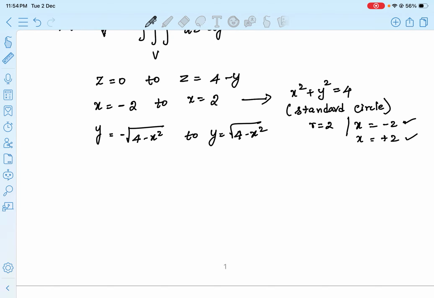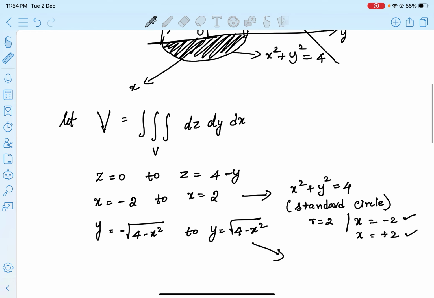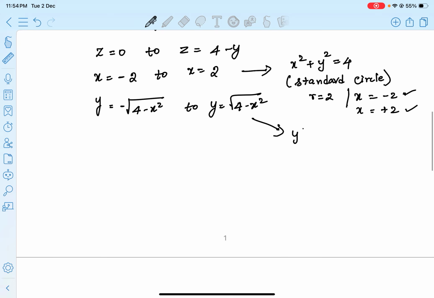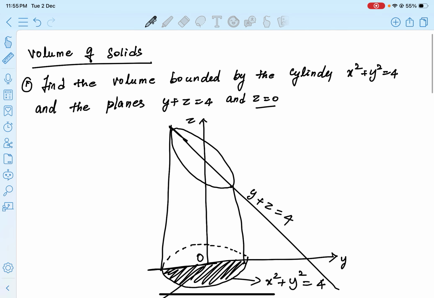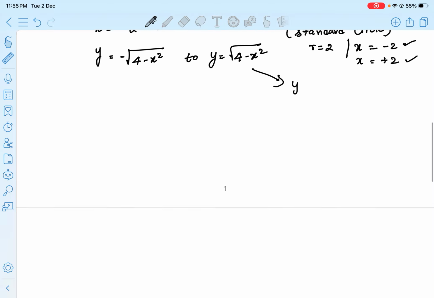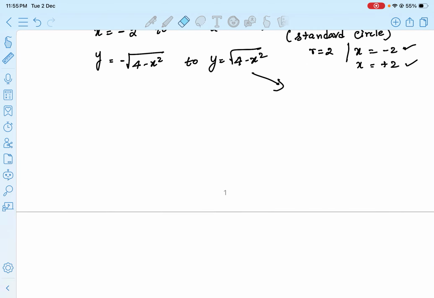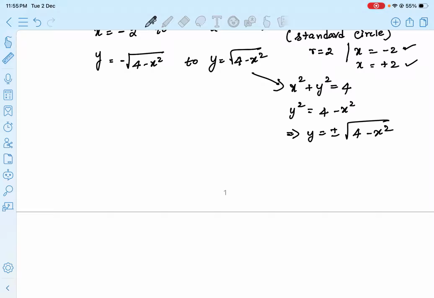So let us see how. Using the given equation, x square plus y square equal to 4, right? So we can write y square equal to 4 minus x square, which gives y equal to plus or minus root of 4 minus x square. So that's how we got our y. So all the limits are done. Now we can find the volume.